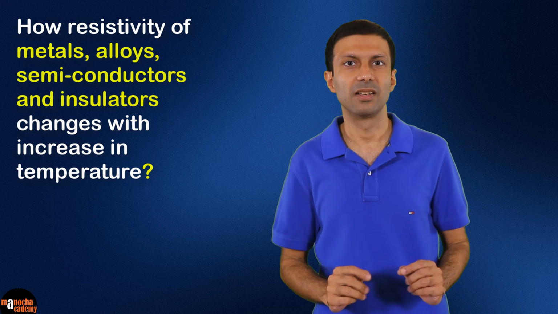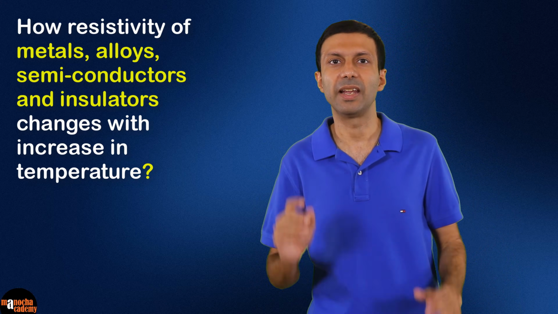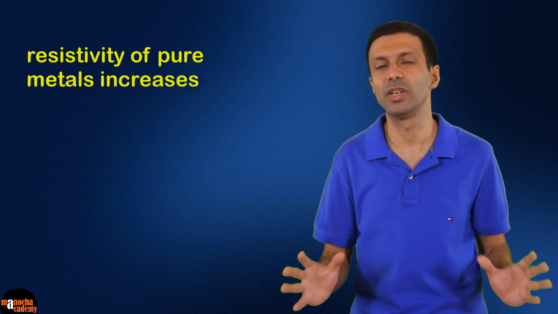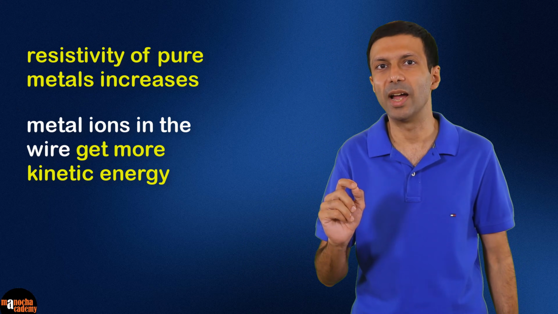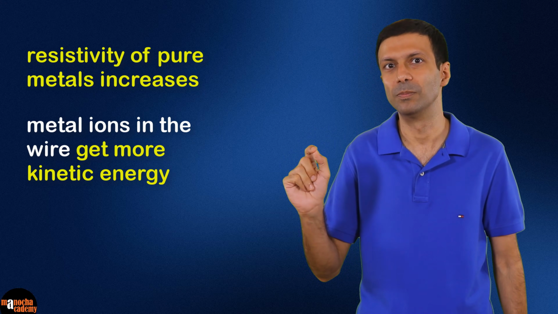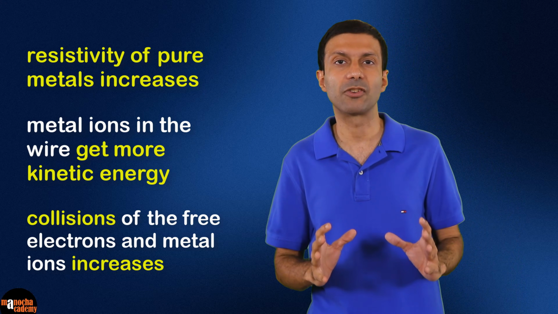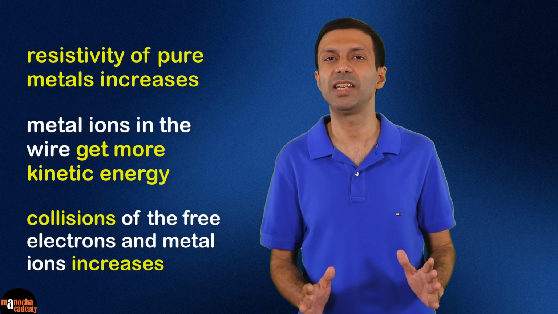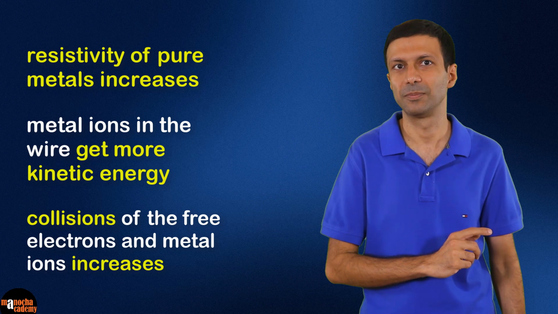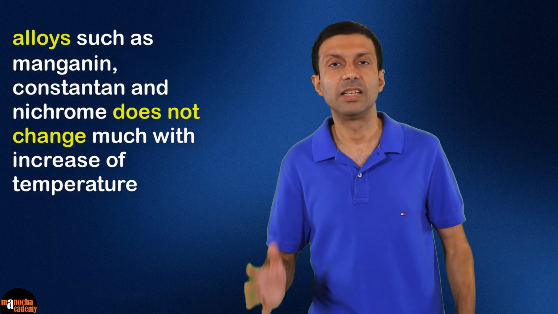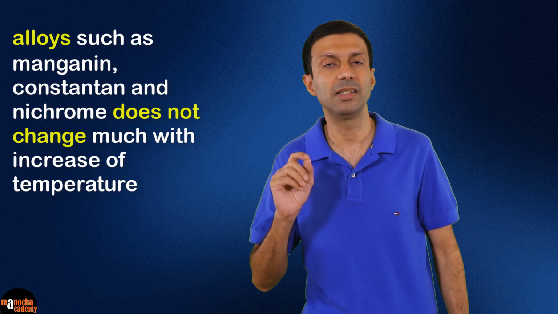As we had discussed, the resistivity of pure metals increases with increase in temperature. Now, as the temperature increases, the metal ions in the wire get more kinetic energy, and so they start vibrating more. The collisions of the free electrons and the metal ions increase. So the resistivity of metals will increase. But the resistivity of alloys such as manganin, constantan and nichrome does not change much with increase in temperature.